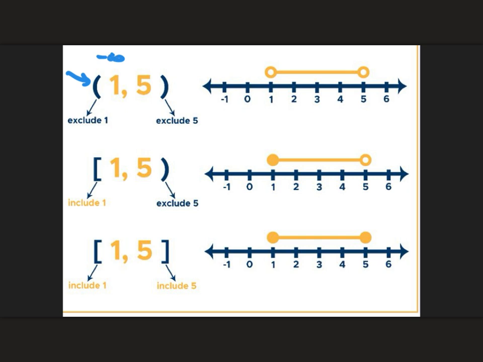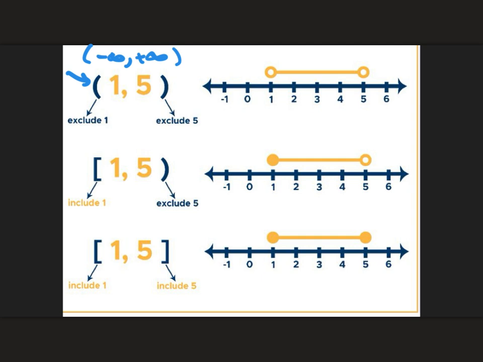Infinity, negative infinity and positive infinity, and we need to differentiate between the two, will always be in parentheses because you cannot include infinity. You cannot contain infinity. So parentheses get open circles because the endpoints are not included.